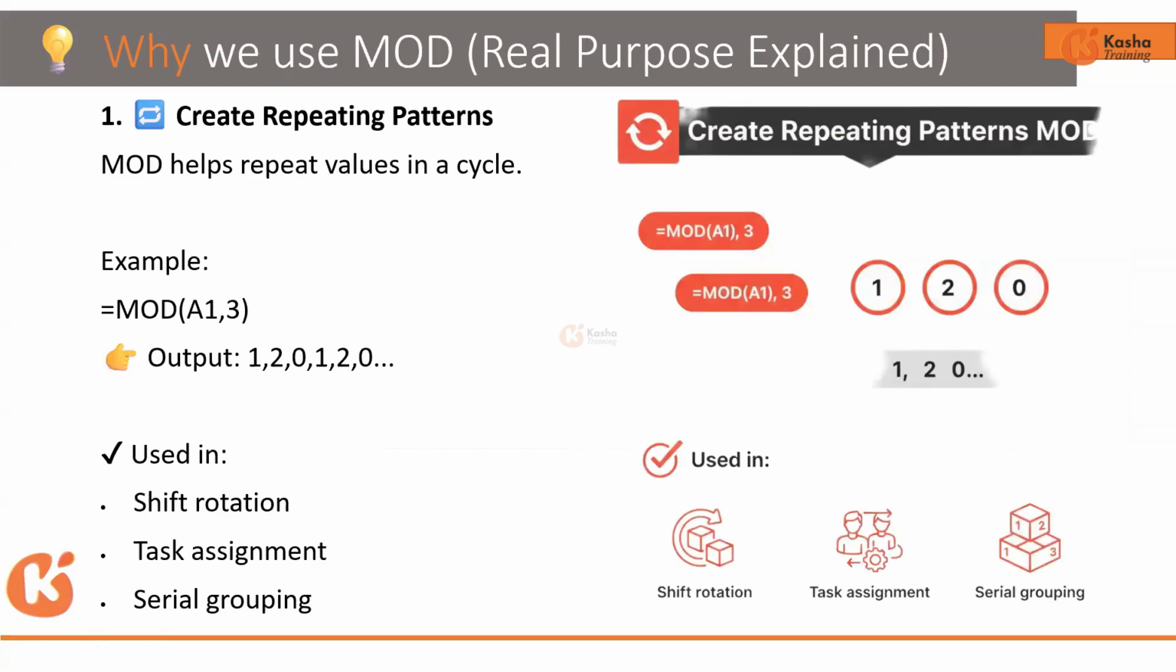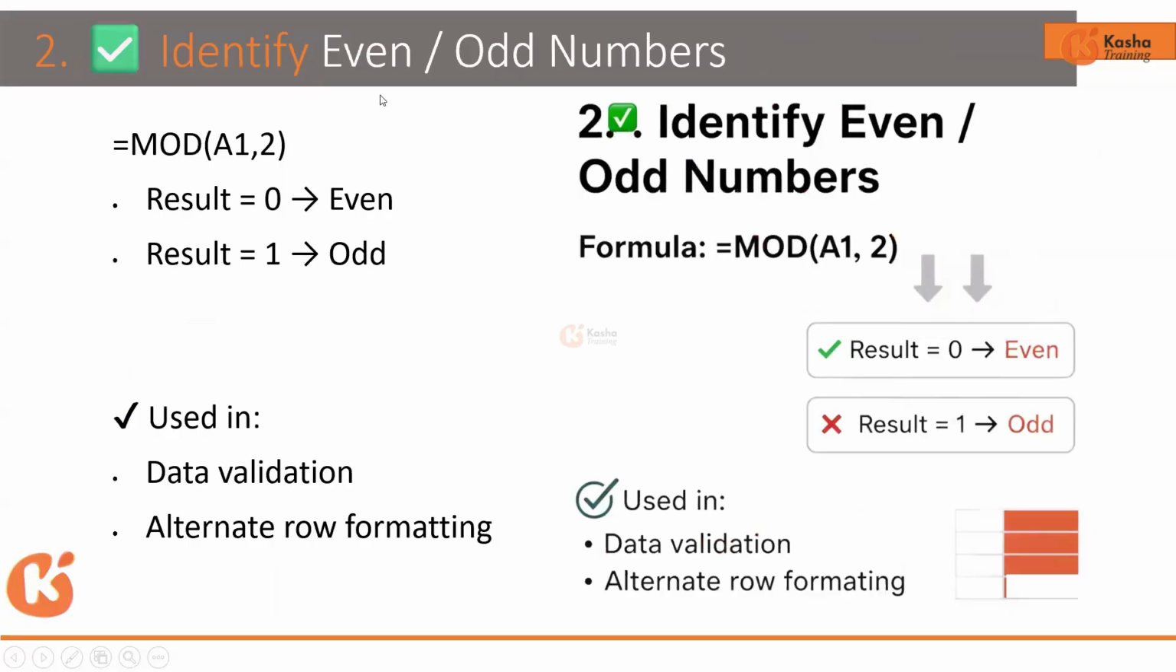Now, why do we use MOD and what is the real purpose? We use MOD to repeat a value in a cycle, for example, here you can see 1, 2, 0, 1, 2, 0. So where do we use this? We use this for repeating patterns, like in shift rotation. We use this in task assignment. We use this in serial grouping. Then we also use this to find out even and odd numbers. So you can see here, if the result is 0, it is even. If the result is 1, it is odd. So the MOD function is used for that as well.